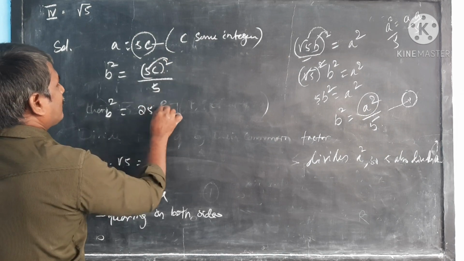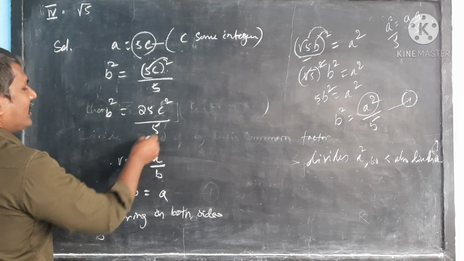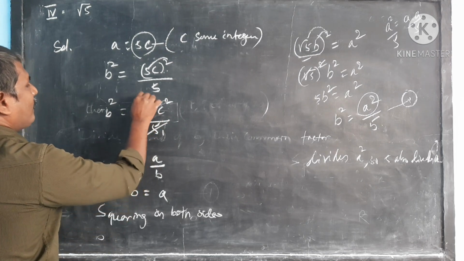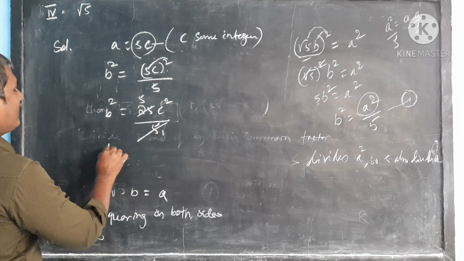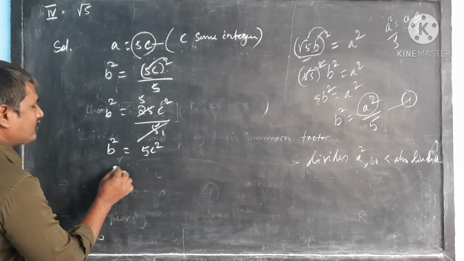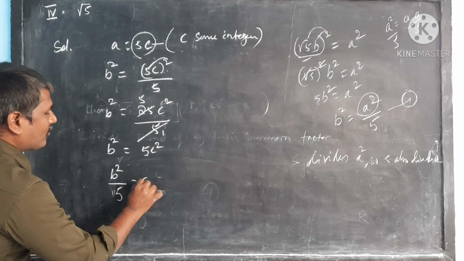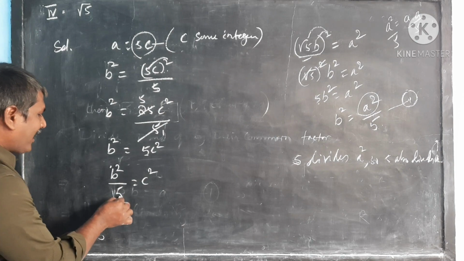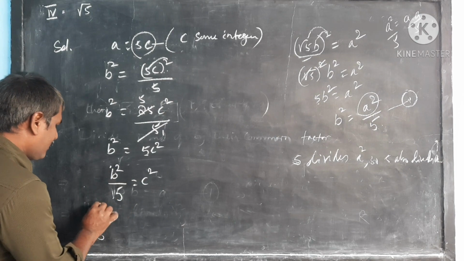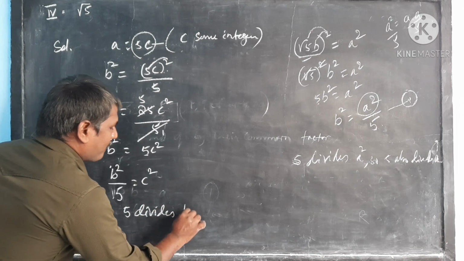You can write c square. Now it is 5, so cancel both 25 and 5. In the 5 table, 5 ones are 5. Now you got b square is equal to 5c square. Now transfer the 5 from right to left: b square by 5 is equal to c square. Here 5 divides b square.